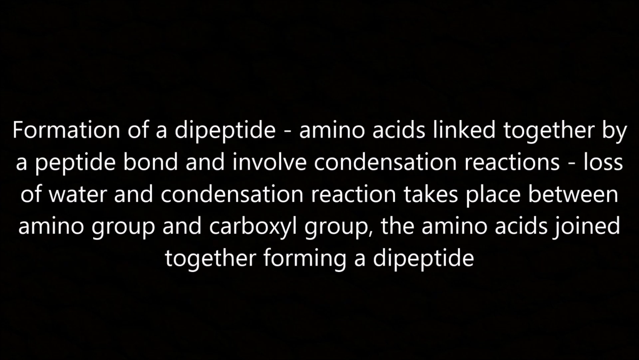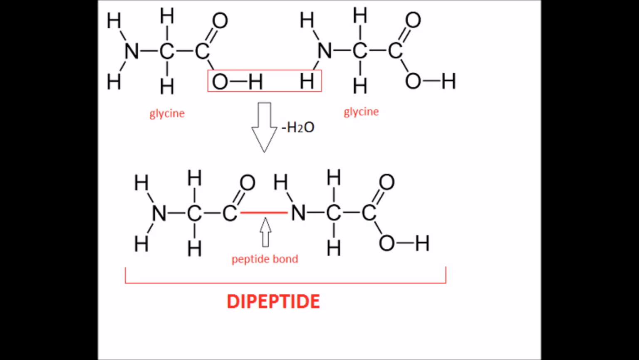The formation of a dipeptide is when amino acids are linked together by a peptide bond involving condensation reactions. The loss of water in a condensation reaction takes place between the amino group and the carboxyl group, forming a dipeptide. This is an example of how a dipeptide is formed.